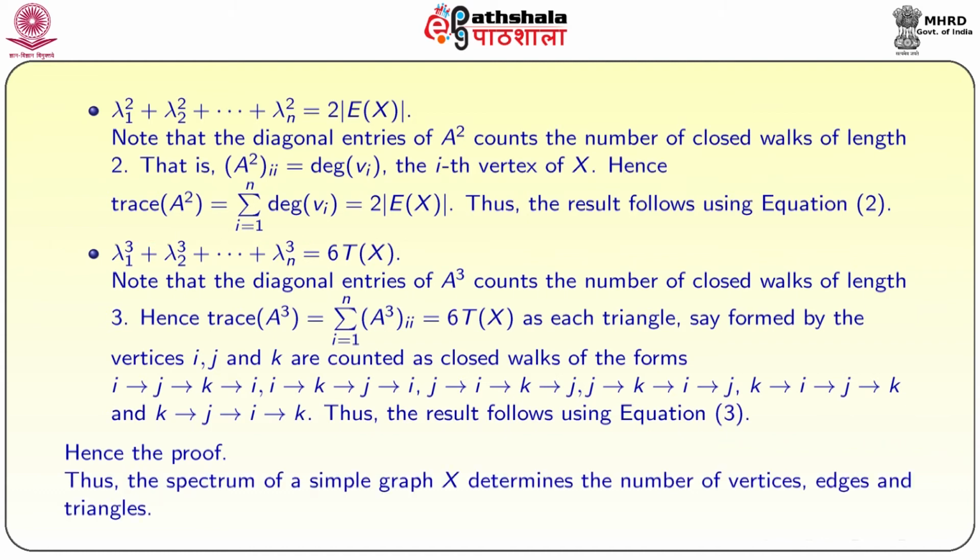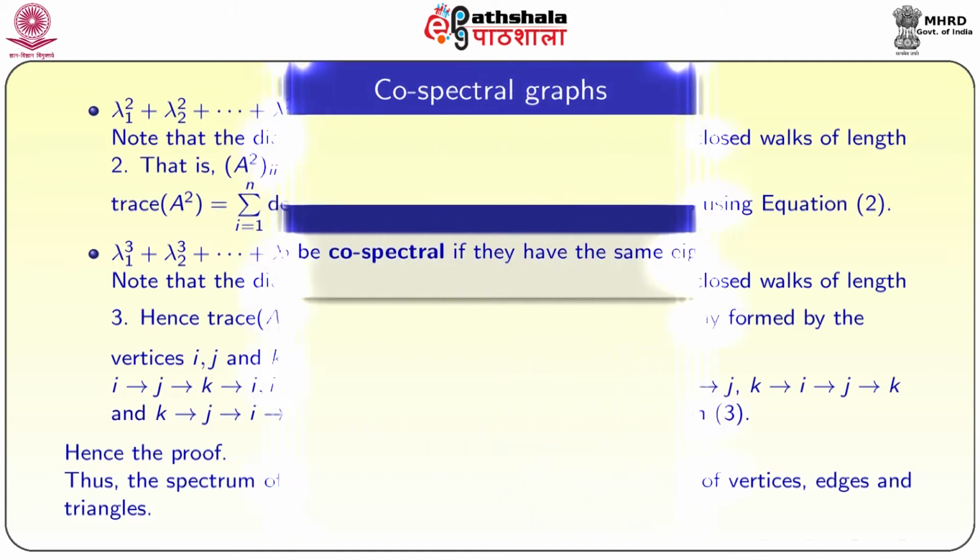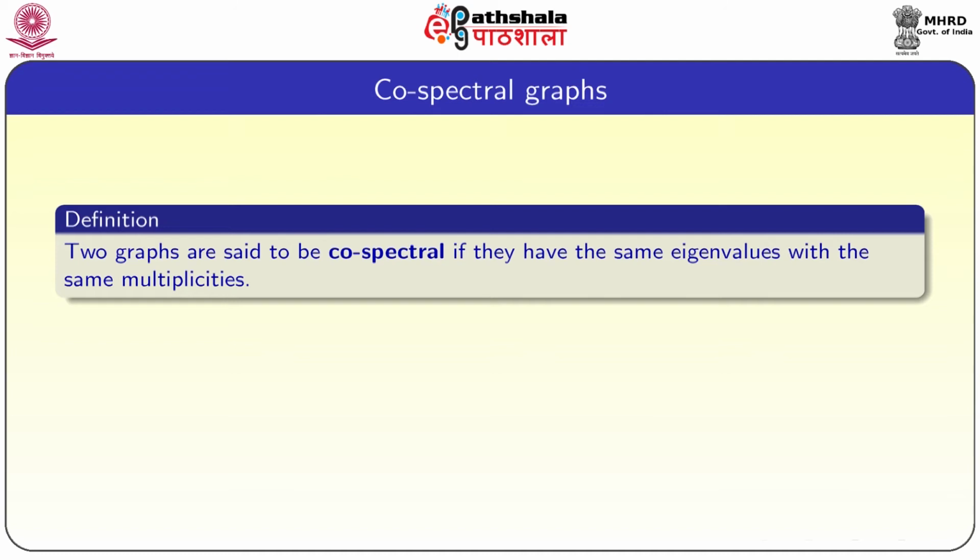Hence, the proof that the spectrum of a simple graph X determines the number of vertices, edges and triangles. Now, we are going to see cospectral graphs. What is a cospectral graph? Two graphs are said to be cospectral if they have the same eigenvalues with the same multiplicities.